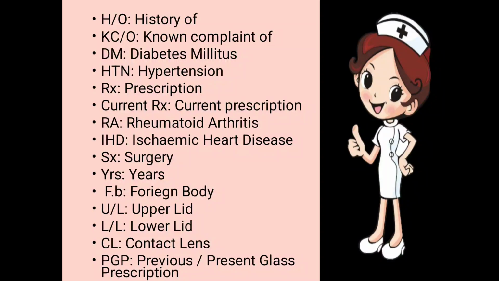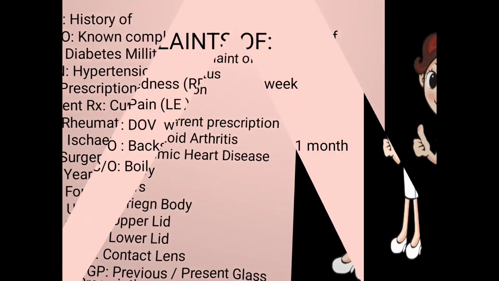So these come under the KCO, known case of. First one is DM, diabetes mellitus. HTN, hypertension. RX, prescription. Current RX, current prescription, what currently the patient is using in the eyes. RA, rheumatoid arthritis. IHD, ischemic heart disease. SX, surgery. YRS, years. FB, foreign body. U/L, upper lid. L/L, lower lid. CL, contact lens. PGP, previous glass prescription or the present glass prescription.